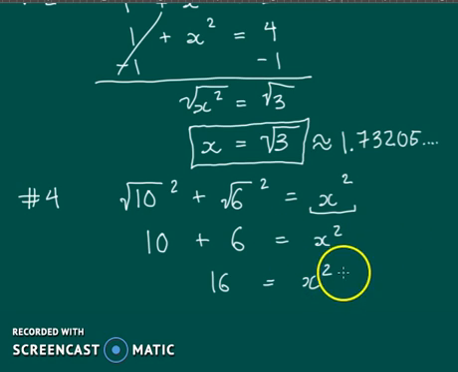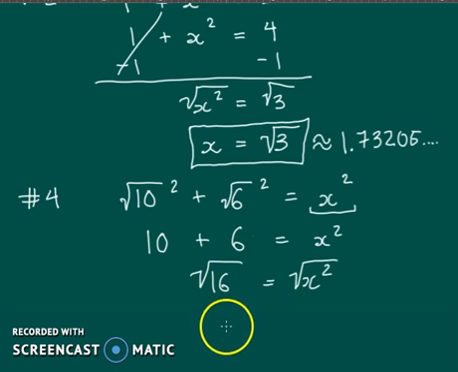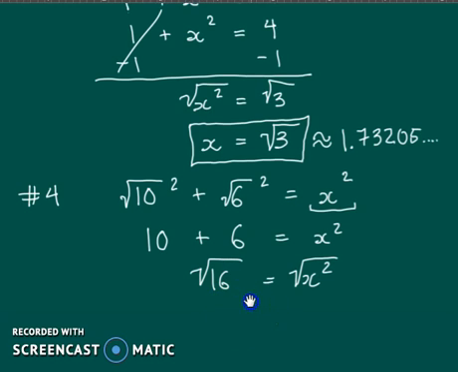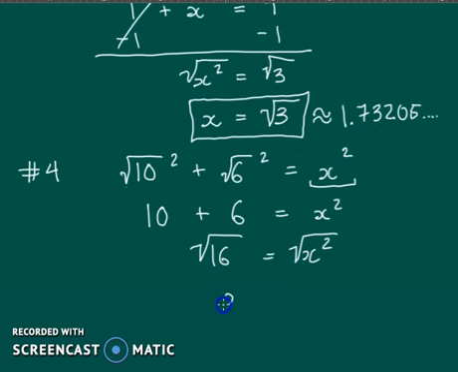And now in order to find the value of x, I put a square root on both sides. And we are very lucky that 16 is a perfect square, so we'll be able to get rid of our square root and write x equals 4. And so 4 is that missing side length.